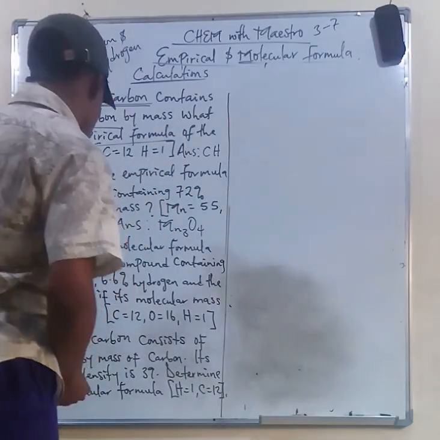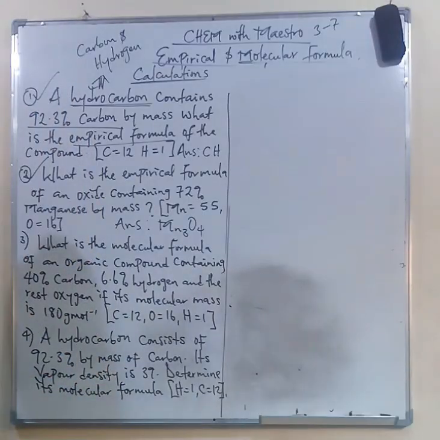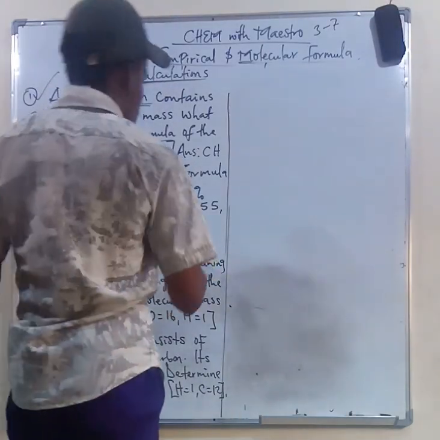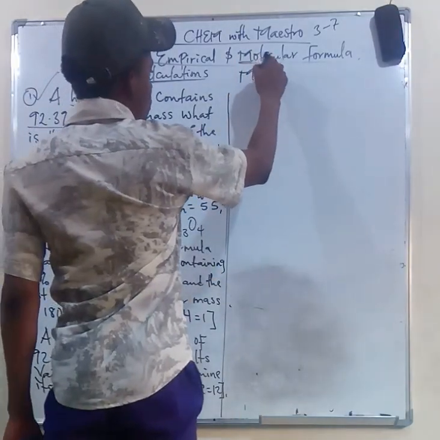So we'll continue. For question 3, what is the molecular formula of an organic compound? Now this is not a hydrocarbon. They said organic compound, so it is clearly stated that it is an organic compound, not a hydrocarbon, containing 40% carbon. What is the molecular formula? So we are told to look for the molecular formula.